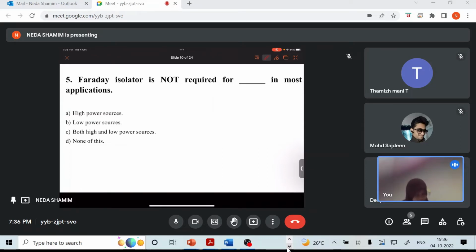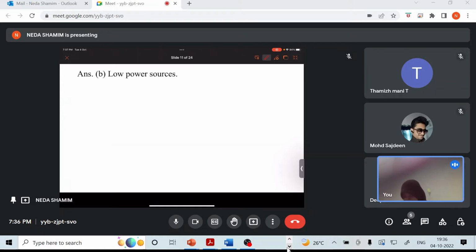Where is the Faraday isolator? Okay, I'll tell you over here. At times what happens is we have some source, and it goes to some components. Now the source gets reflected, and then it again comes back. So there is some back reflection.